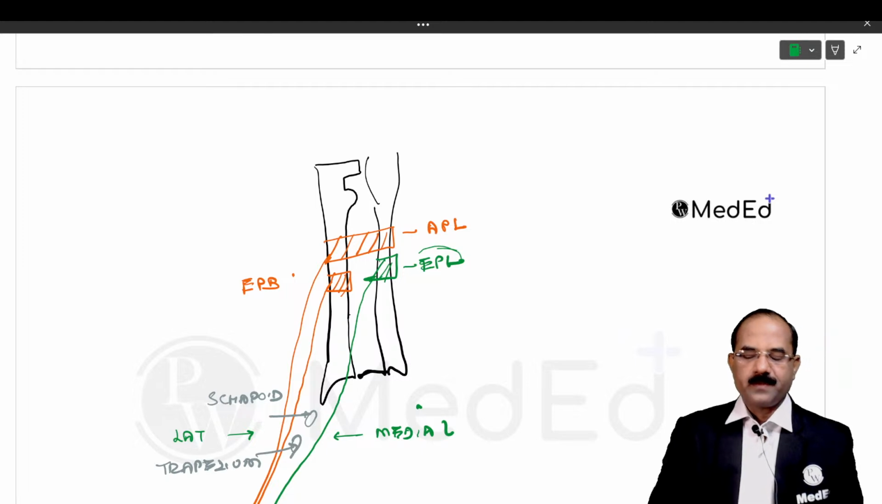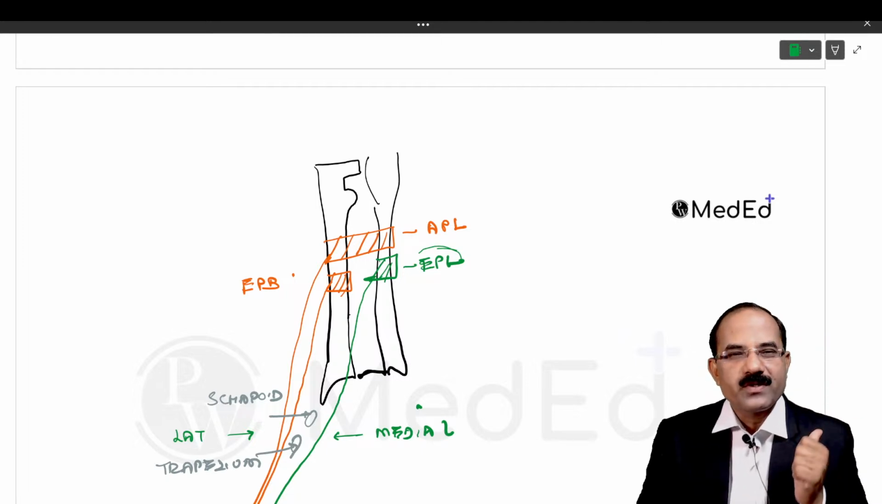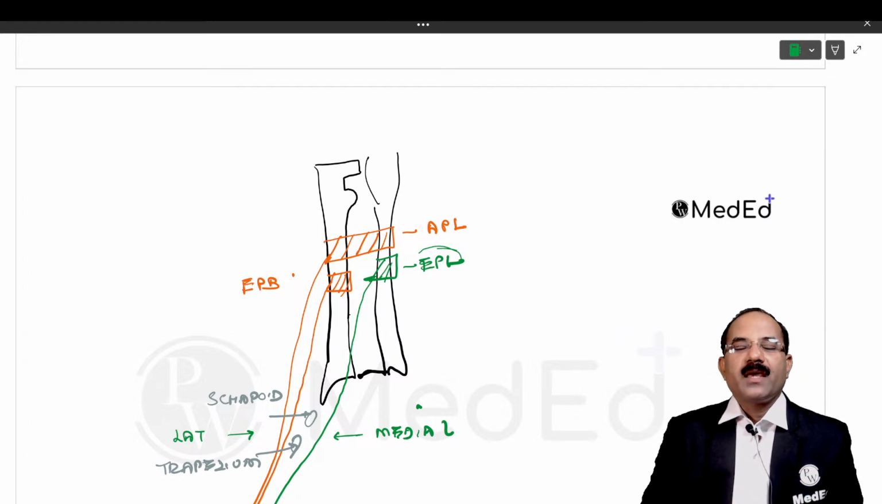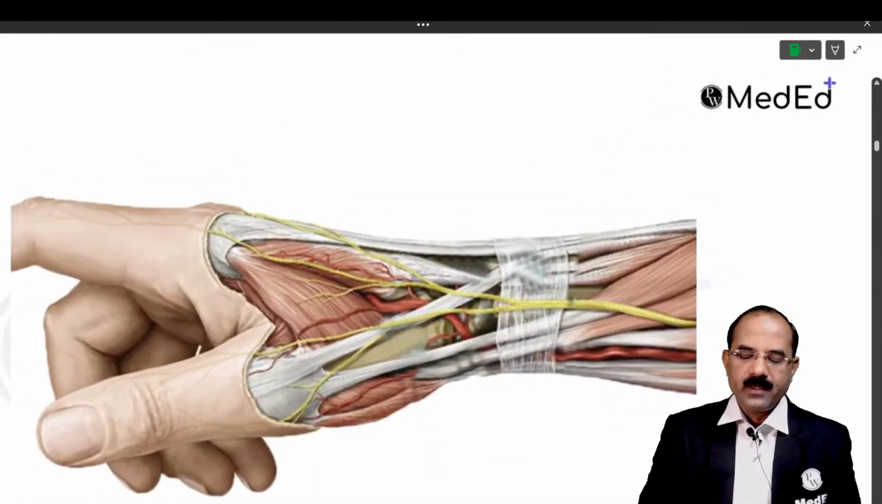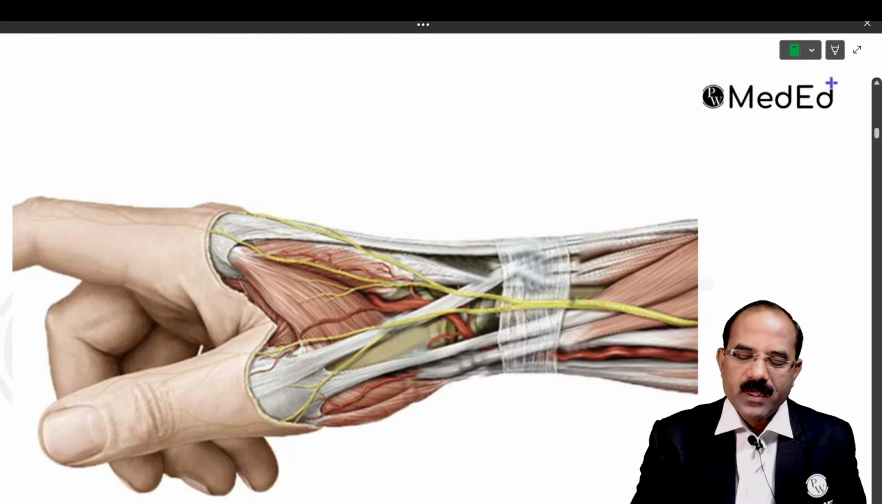Scaphoid and trapezium. The floor is formed by the scaphoid and trapezium bone and the styloid process of radius. Excellent. Very good to all of you students. Am I clear? Now see this slide. This is a beautiful slide. This can come in visuals. So be very clear. Have a look at this.